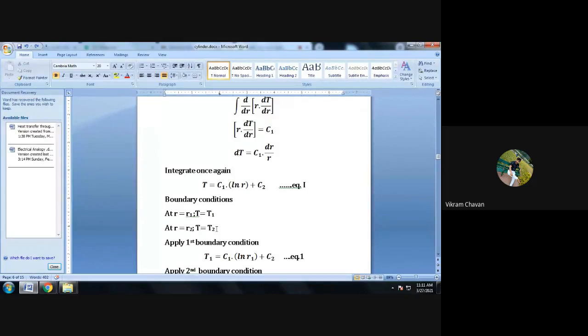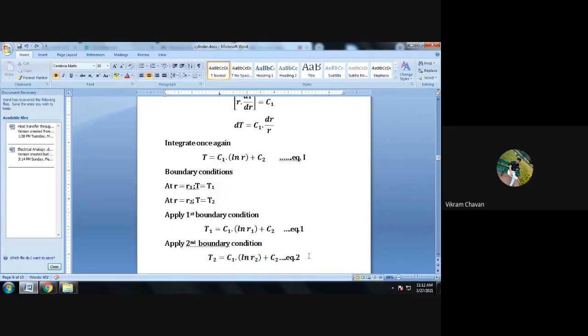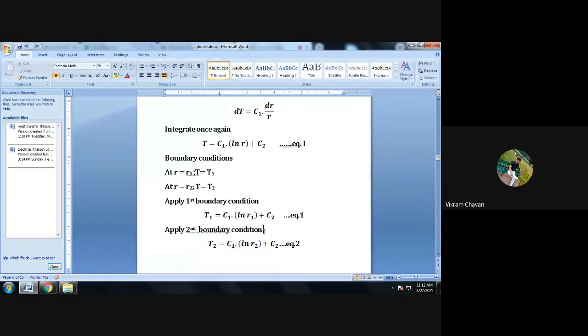Then we have to apply these boundary conditions one by one. Apply the first boundary condition: when R is equal to R1, T becomes T1. We have to apply these two boundary conditions on equation number Roman 1. So when R is equal to R1, T becomes T1, so T1 is equal to C1 multiplied by ln of R1 plus C2. Give this equation number 1. Then apply the second boundary condition.